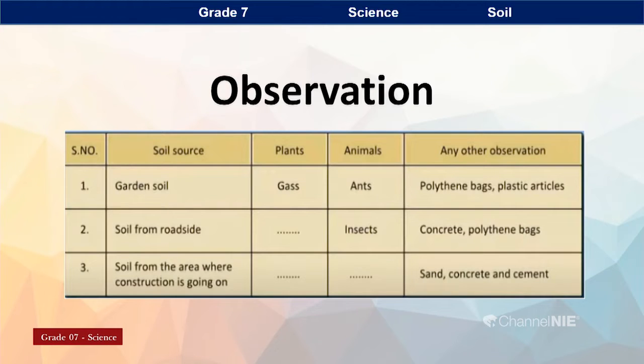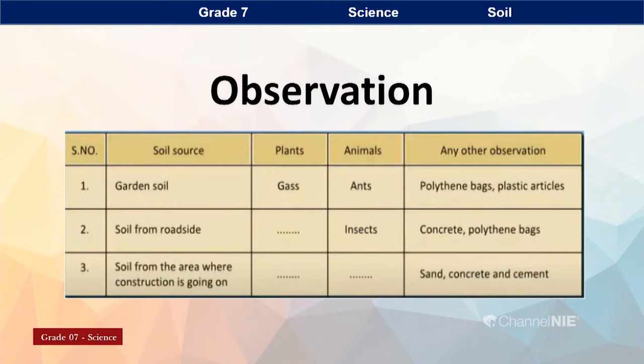In some places you can see plants. In some places there are insects, ants. At the same time, you will see polythene bags, plastic articles, concrete. Those are artificial things. Actually, those are not parts of the soil.